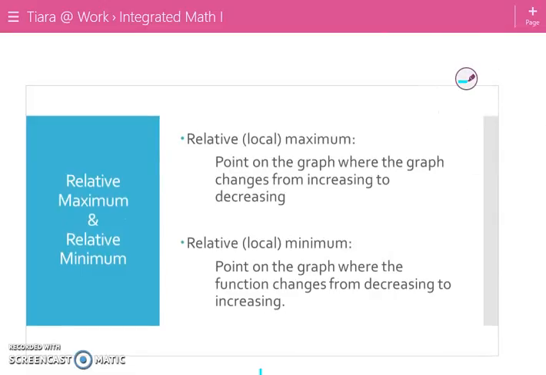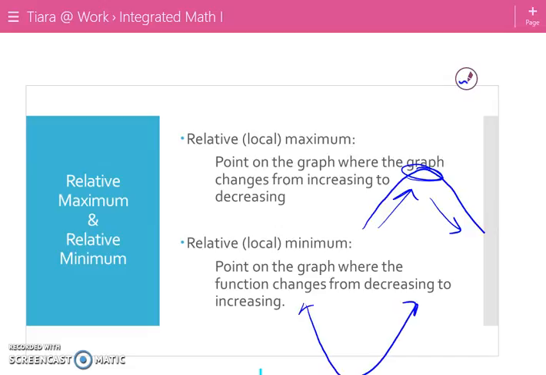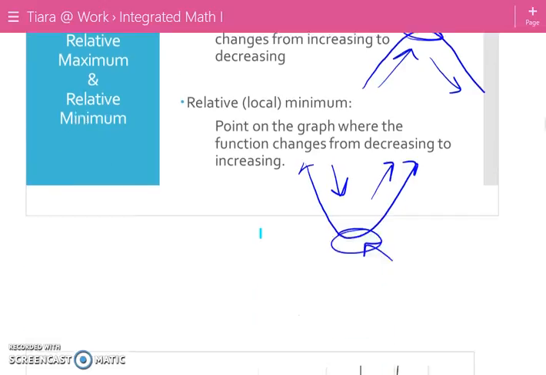Next, we'll focus on maximums and minimums. These remind me of roller coasters. So here, take a look. The relative or local maximum is the point on the graph where the graph changes from increasing to decreasing. So my graph was going up and then it started going down. This point up here is your relative maximum. Your relative or local minimum is when the graph does the opposite. It's decreasing and then it switched to increasing. So it was going down, then all of a sudden it started going up. This point right here where that change happens is your minimum.